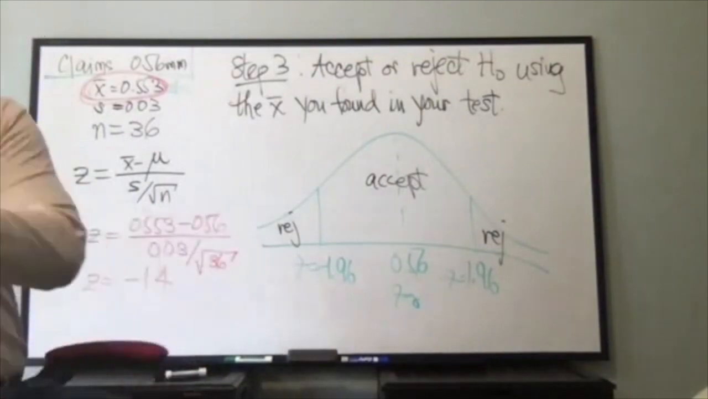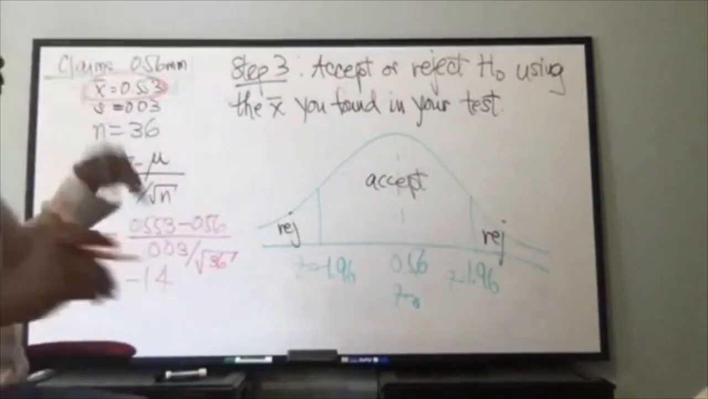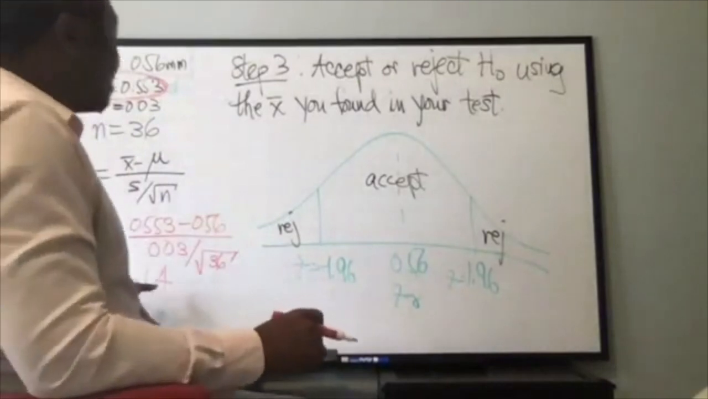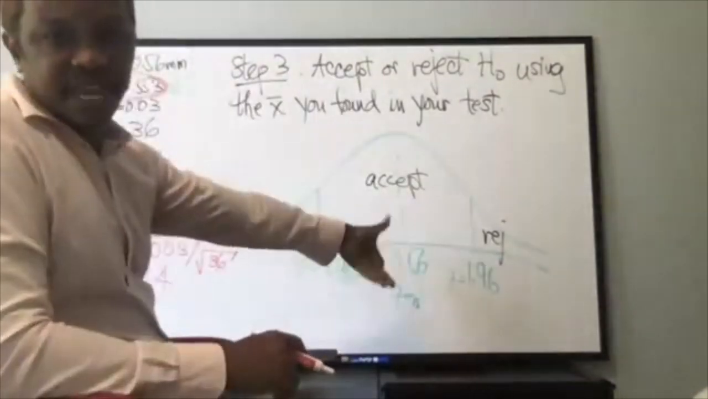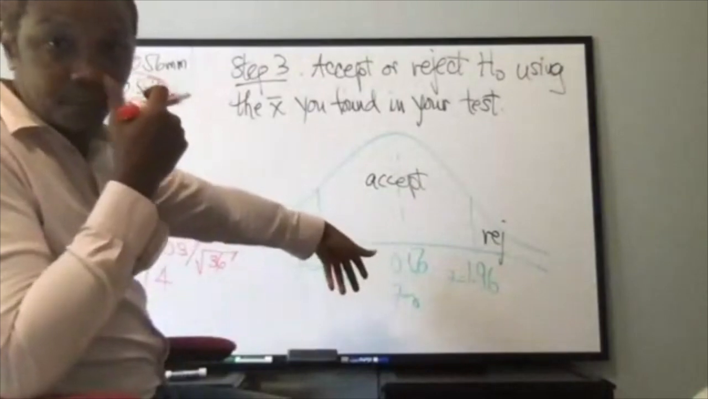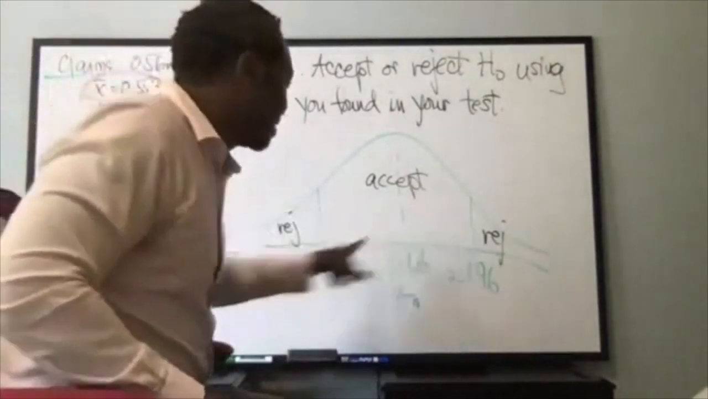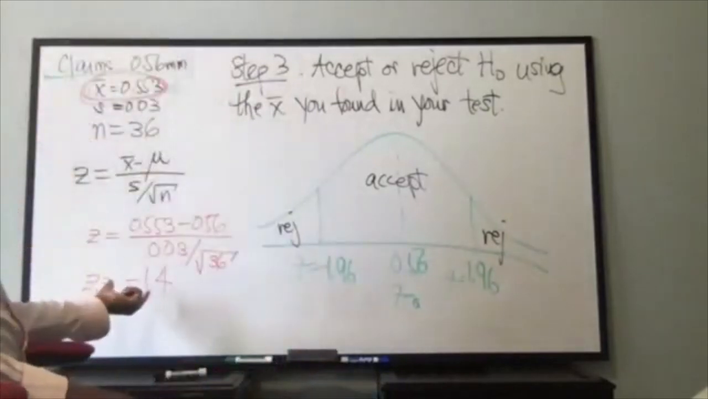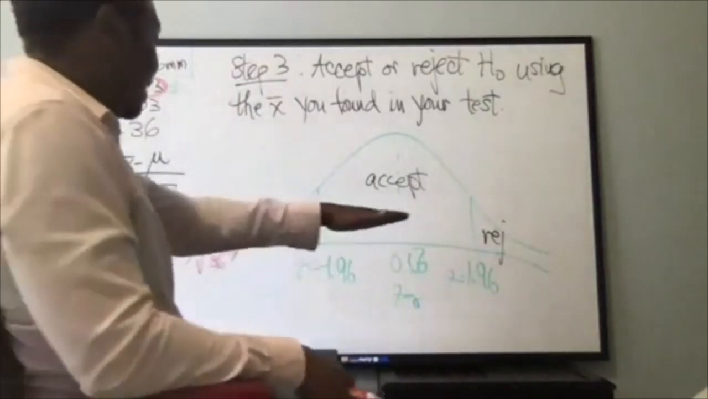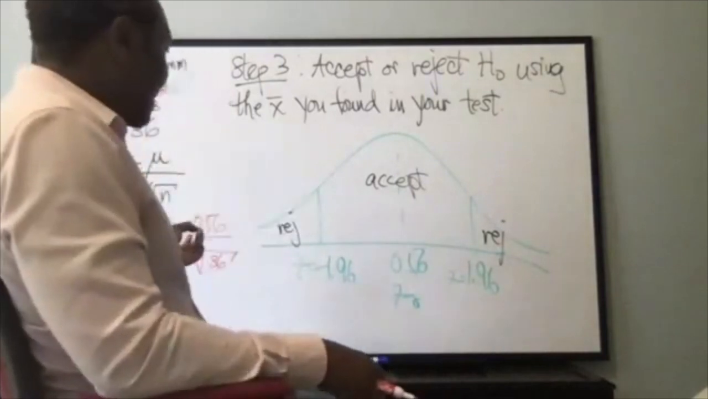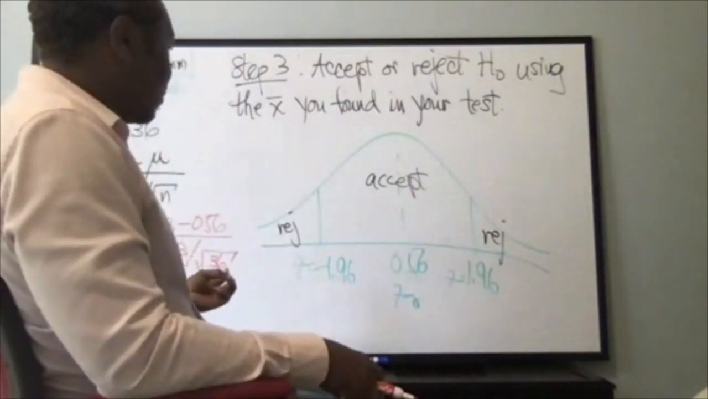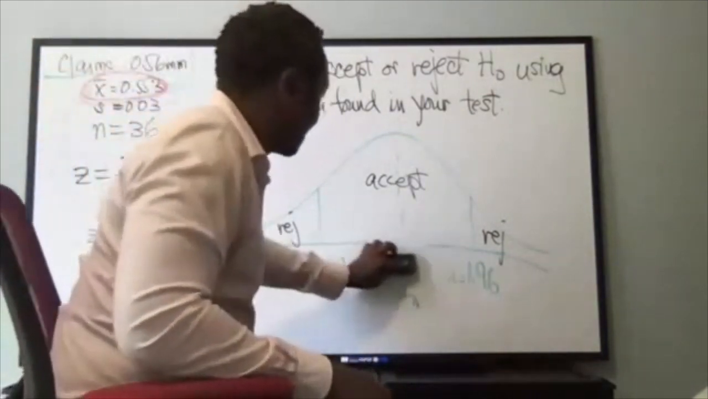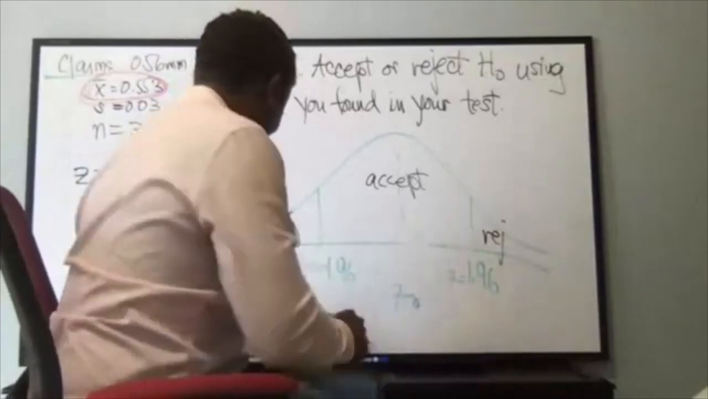All right. So now do you see how we can superimpose this part of the problem into here? Because everything is in terms of z's, right? I could have changed these to x bars, but that's double the work, right? So negative 1.4. According to what you see here, does it fit inside of the acceptance region or the rejection region? Right? Because here's the 0.